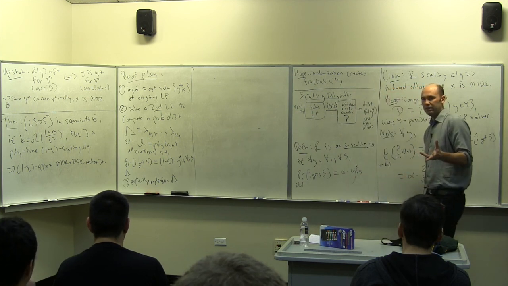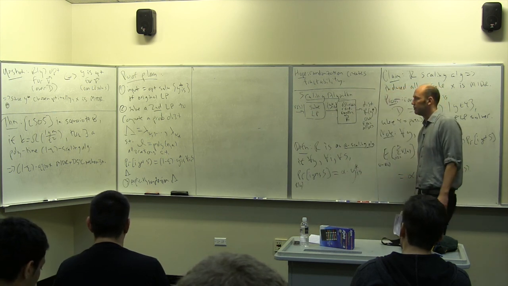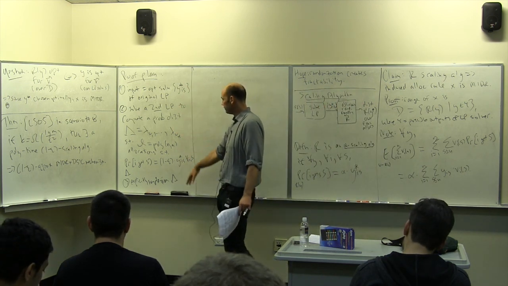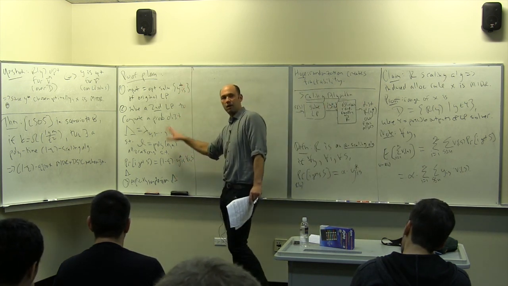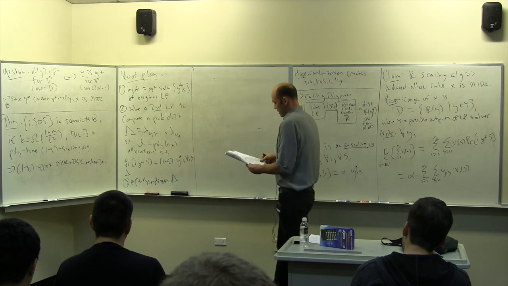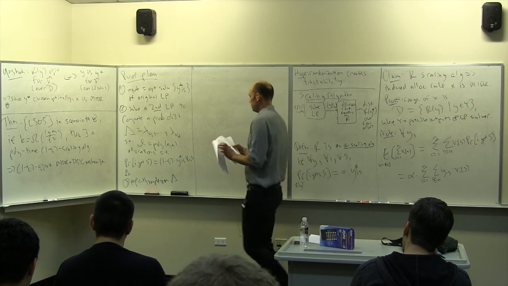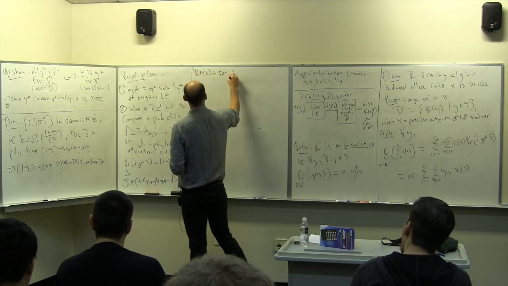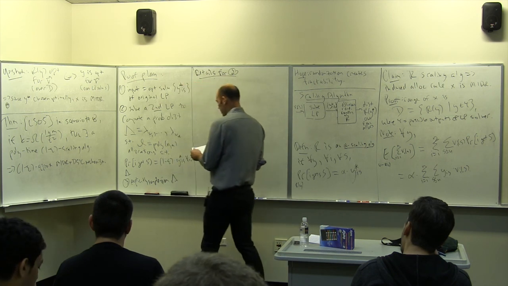So the content here obviously is step 2, right? So how do I do that? But this is the plan. Okay? So you agree that if we can do this, then we're done. We have our 1 minus epsilon scaling algorithm. Okay, so details for step 2.